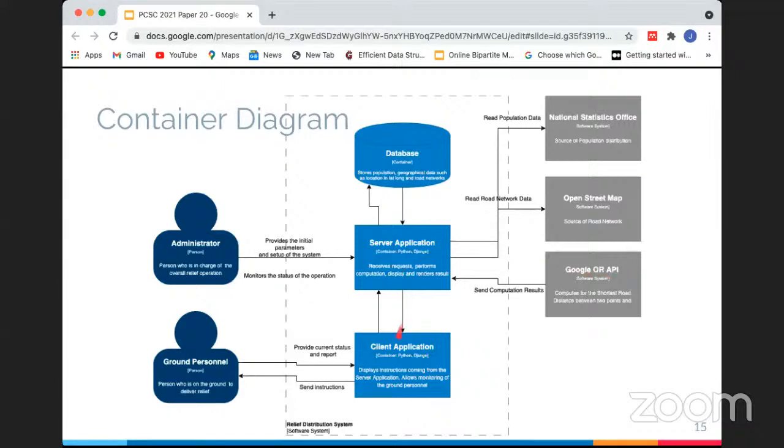The client application here displays instructions coming from the server application, and it allows monitoring of the ground personnel. So data coming from the ground personnel, such as their current location, reports, and status, will be sent to the server application. We also have a local database which stores the population data and geographical data, such as the lat-long of the warehouses, and the road networks.